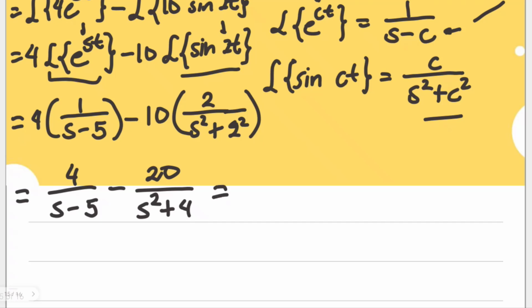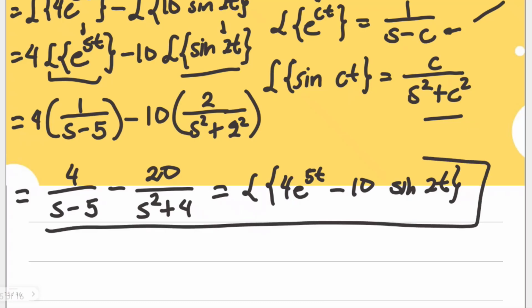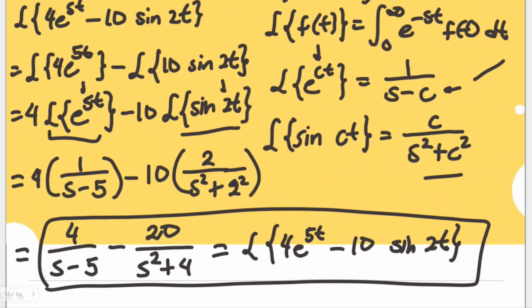This is the Laplace transform of our given expression, 4 times e to the power of 5t minus 10 sine 2t. It's not hard for us to come up with this once we have established the general forms, as we did in the previous videos.